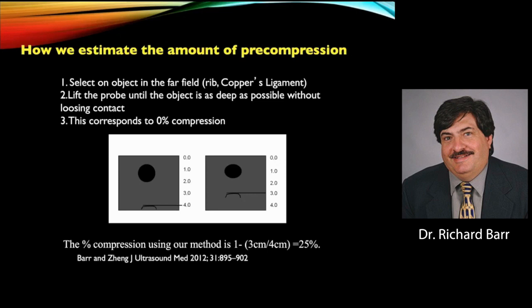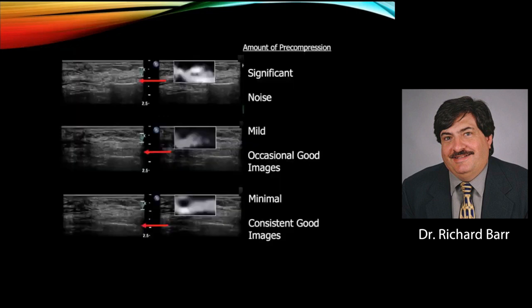So again, it's to look at something and just lift the probe up, watch something in the far field, and when you get it to be as far down in the far field as you can, that's where you should do your elastography, both strain and shear wave.